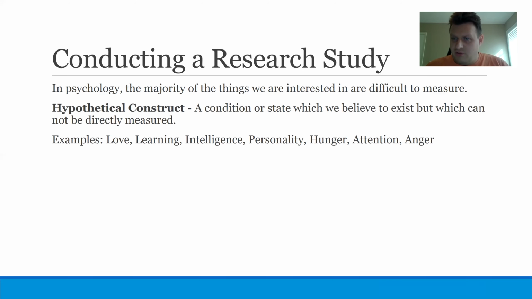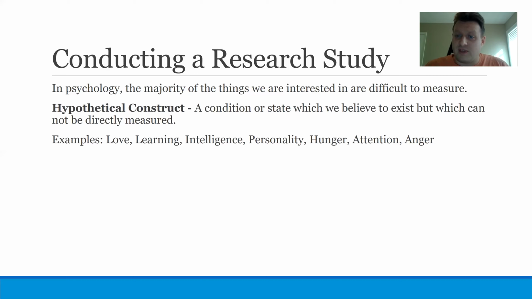Most of the things that we're interested in psychology are hypothetical constructs. Hypothetical constructs are things that we assume exist, but we cannot directly measure or observe them. How about something like love? How about something like intelligence, personality, whether or not someone's hungry, whether or not someone's paying attention, whether or not someone's angry. Now, we can see the outward manifestations of these things.